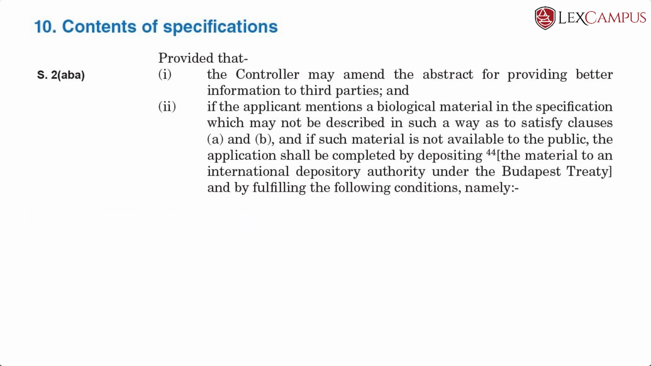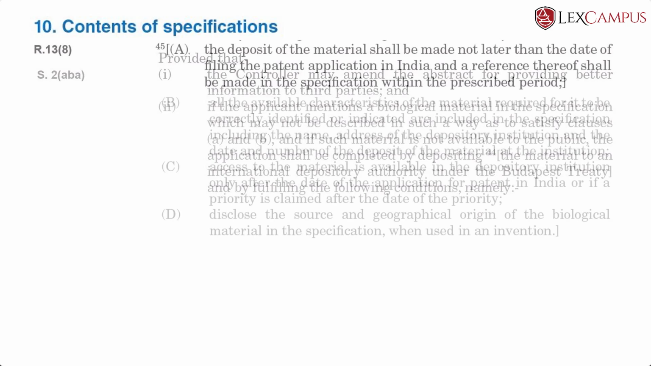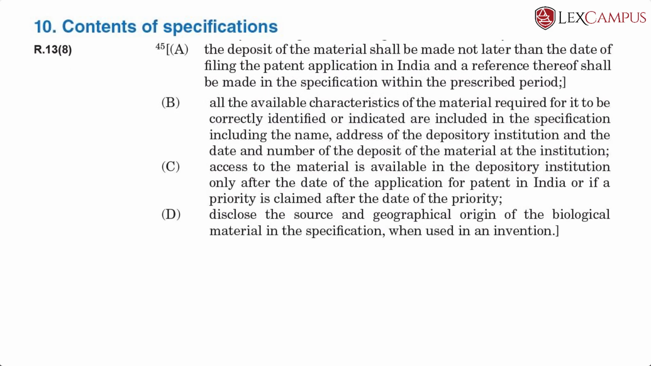So, once the biological material is deposited, there is a date on which that is done and a number which is given. So, those details have to be included in the specification. And access to the material is available in the depository institution only after the date of the application for patent in India, or if the priority date is claimed after the date of priority.